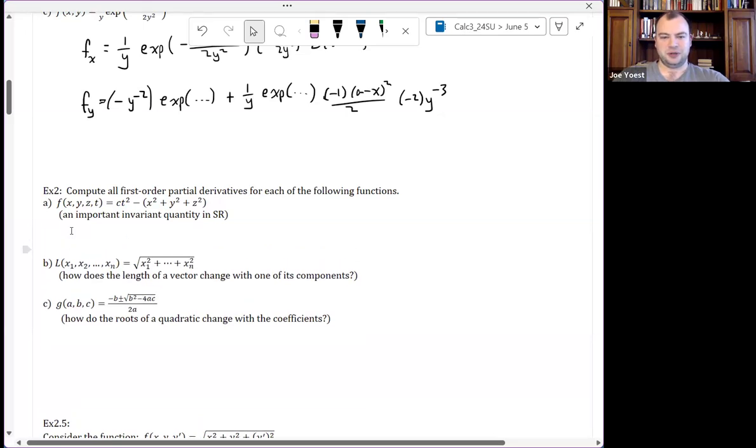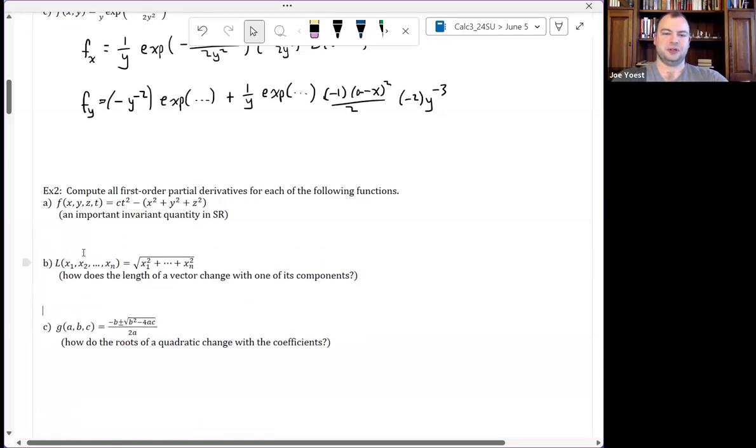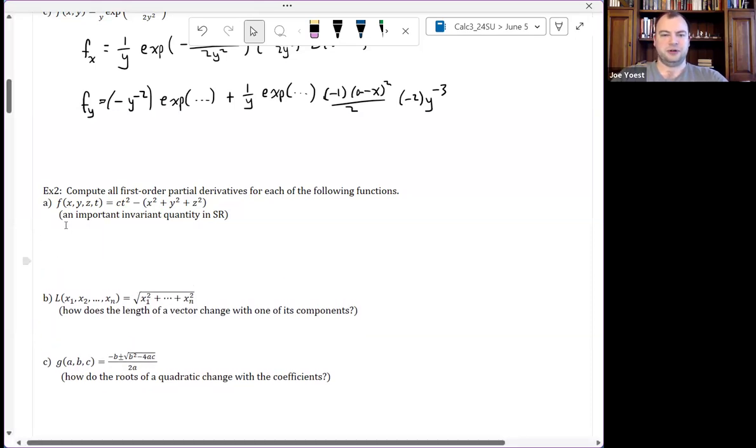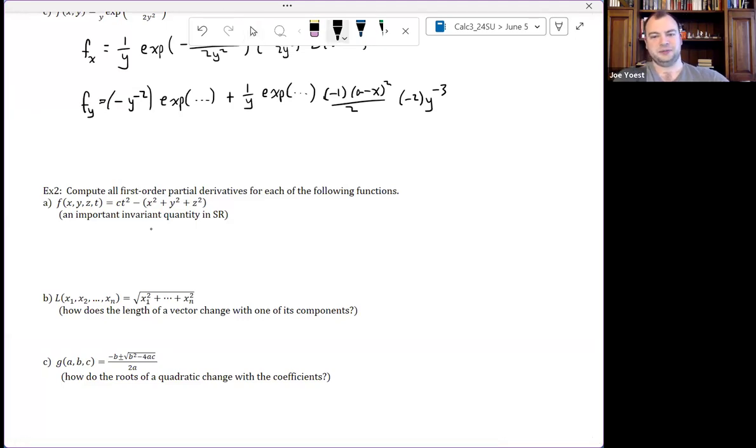Okay, so moving on to example 2, what if we have a function of more than 2 variables? What happens there? Well, the partials work exactly the same way. So for instance, if we look at f of x, y, z, and t being ct squared minus x squared plus y squared plus z squared, this is an important invariant in special relativity. So we can take the partial of f with respect to any of its 4 variables.